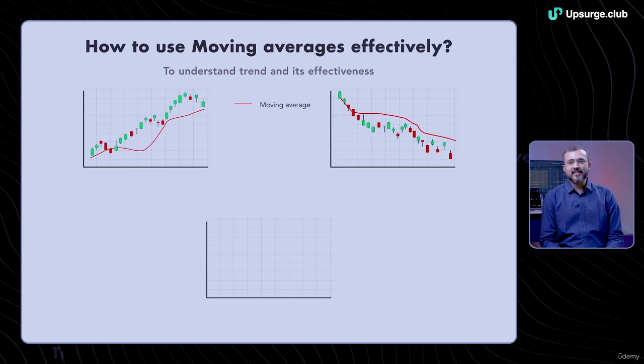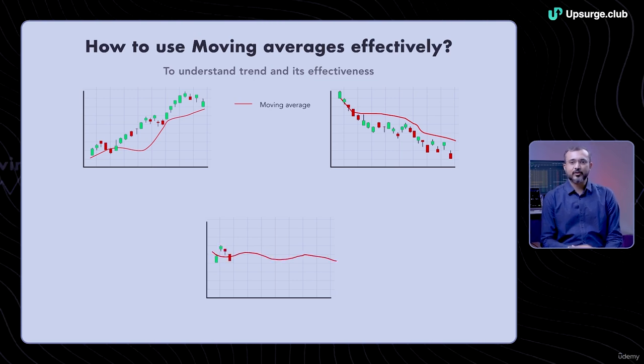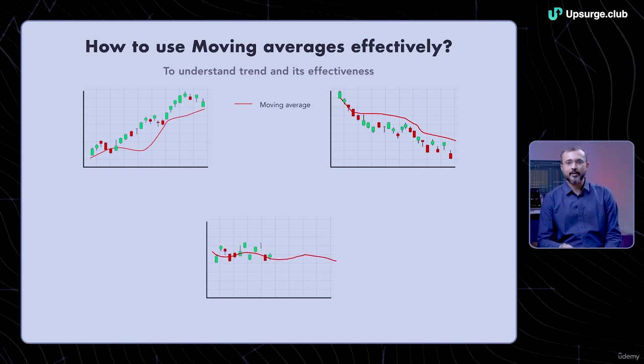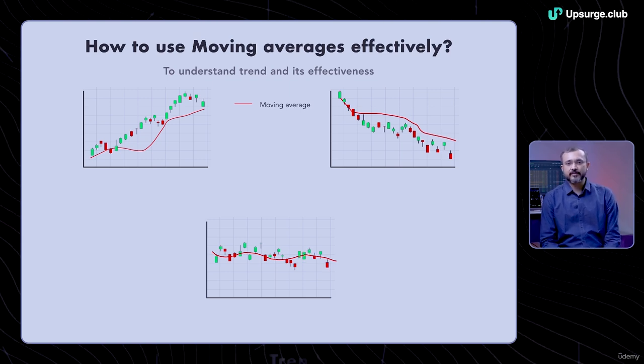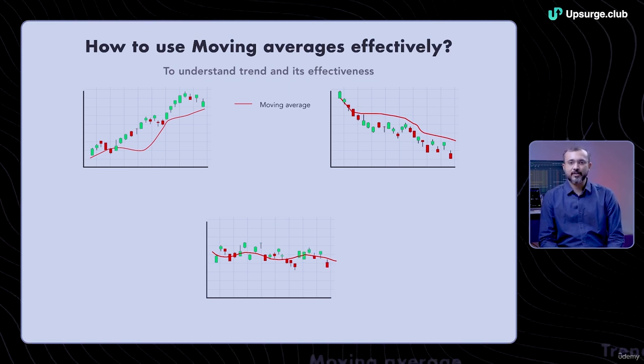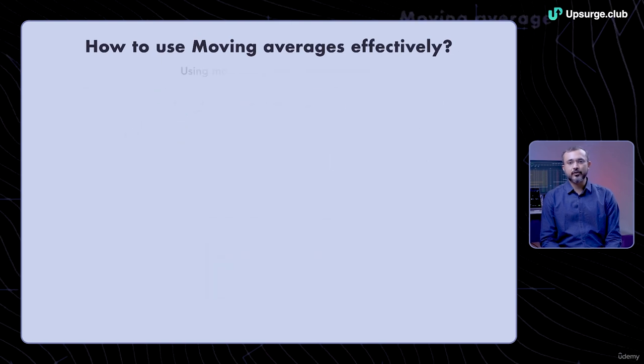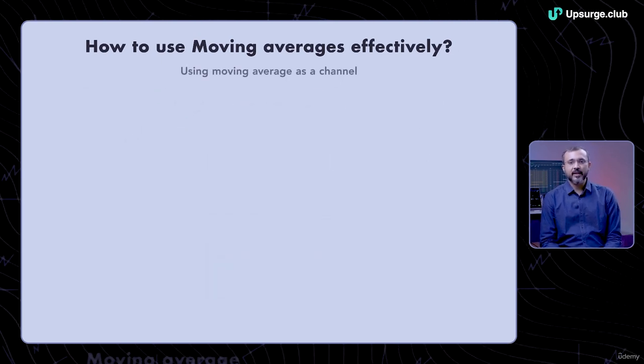But what if the price is hovering around the moving average? It goes above the moving average, again slightly comes below the moving average, and in a way the moving averages have become flat. Then what do we infer from this information? That's the reason we are going to use the moving average as a channel.